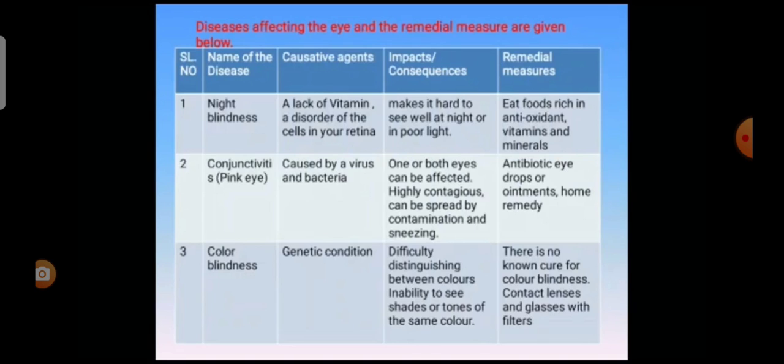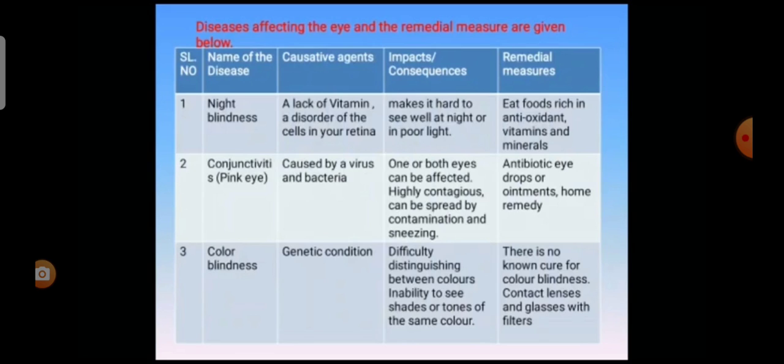Next type of disease is conjunctivitis. It is caused by a virus or bacteria. One or both eyes can be affected. Highly contagious, it can be spread by contamination and sneezing. The remedy is antibiotic eye drops or ointments, and home remedies.